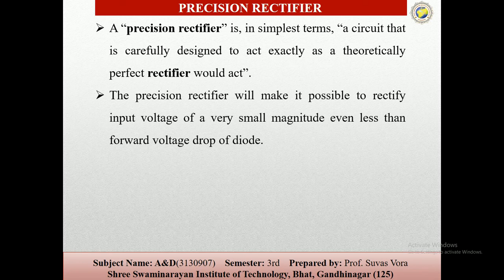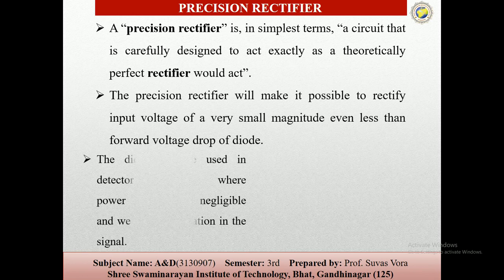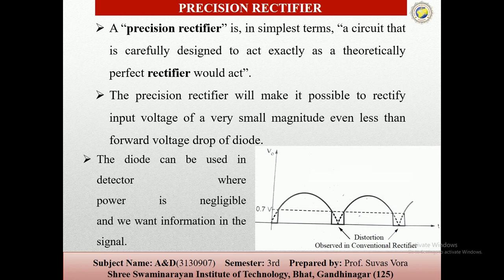So due to this, the output of the conventional rectifier is distorted, where the power is negligible and we want the information in the signal. So we get this type of waveform or output, and this can be achieved by using the op-amp along with the diode, and this circuit is called the precision rectifier. These are used to precisely rectify voltages having an amplitude less than 0.7 volt.